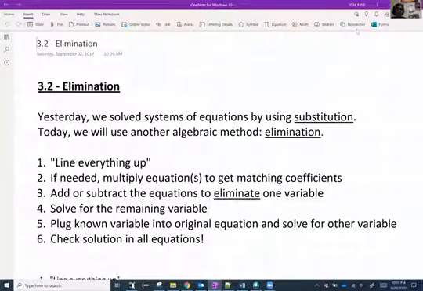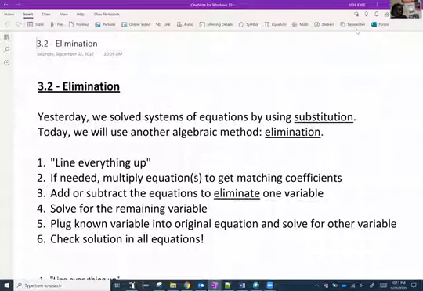Hey guys, we're back, and today in this video we're going to be covering the second half of section 3.2, which deals with elimination. Now this is another algebraic way to solve systems of equations. Last video we talked about substitution, got a lot of practice there, and so today we're going to do the same thing and work a few problems with this new method called elimination. So I've got a step-by-step on the screen, and so if you want to write it down, you can pause it and go ahead and do that.